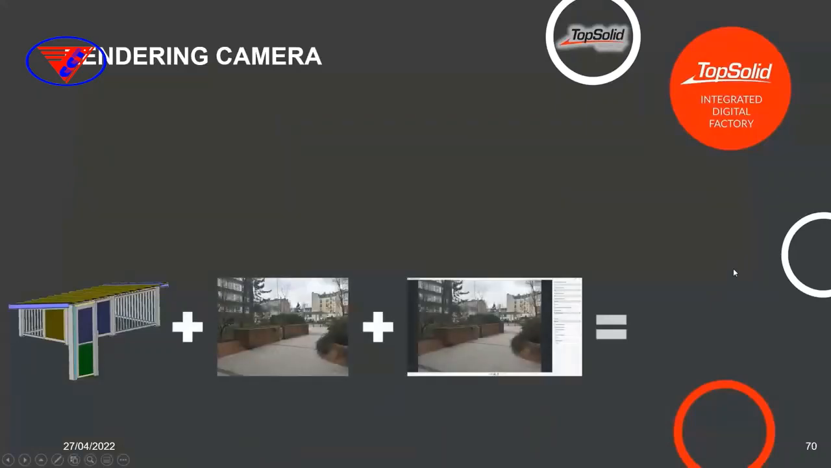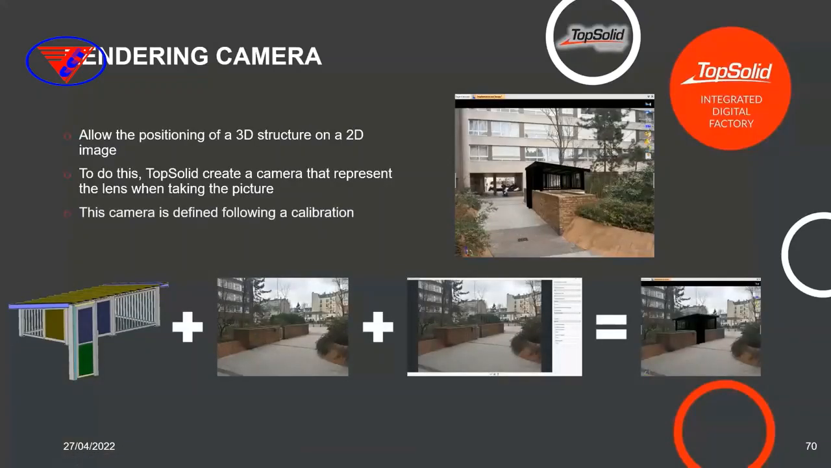All right, so this next one is, honestly, I think this is really cool. It allows you to superimpose a TopSolid 3D design on top of a flat 2D image and create a final rendering to show the result. So, for example, this is our design. This is the flat 2D image. This is setting it up. This creates the final rendering.